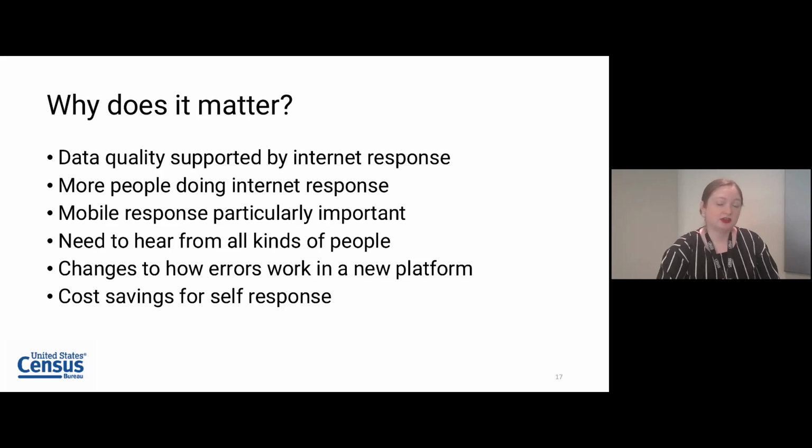This also, if you were here this morning, you heard about the DICE migration. So we are changing the platform that ACS is going into. And so part of why we're testing the errors the way we are is to make sure that these changes that are happening in the new platform work. And then there's also a lot of cost saving for response, especially internet specific.